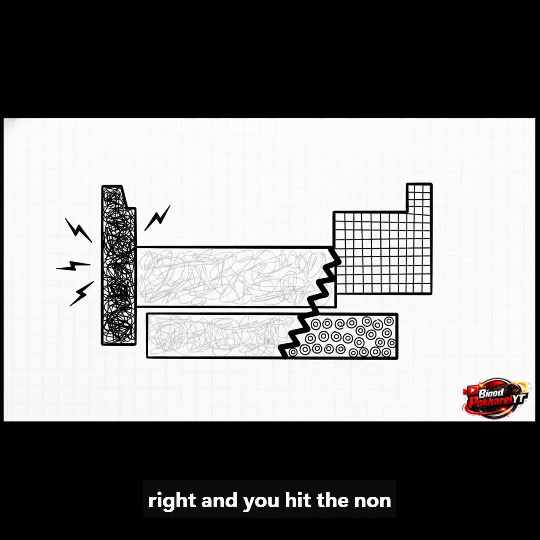Now, jump all the way over to the right and you hit the nonmetals. Group 17, the halogens. They're highly corrosive, colorful salt formers like chlorine and fluorine. Right next door to them, in Group 18, are the noble gases. They are stable, happy, and completely unreactive. And right in the middle, separating the metals from the nonmetals, is a diagonal staircase of metalloids, like silicon, which have mixed properties and make absolutely fantastic semiconductors.